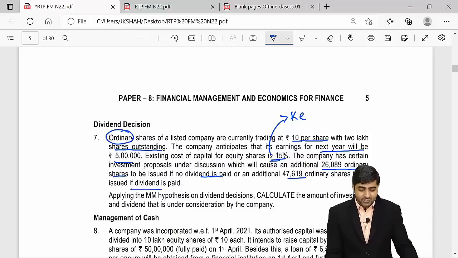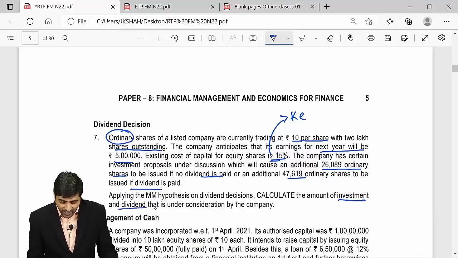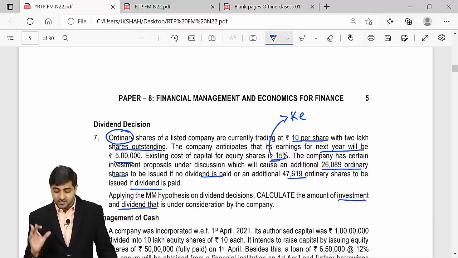Applying the Modigliani-Miller hypothesis on dividend decisions, you are required to calculate the amount of investment and the dividend that is under consideration by the company. So in this particular question, we have to use the hypothesis.